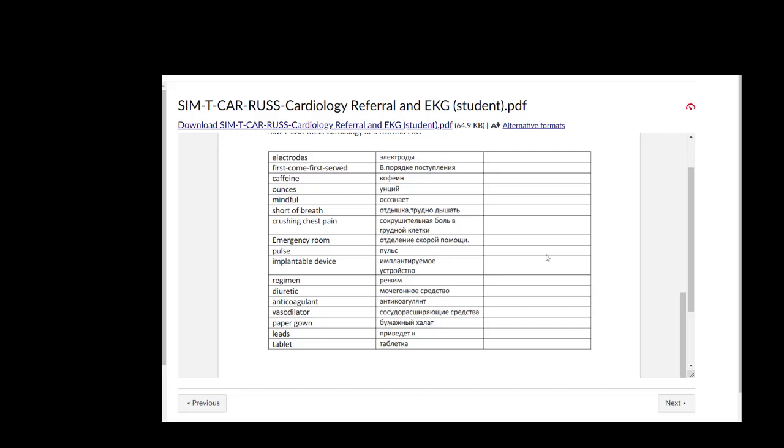Be mindful of your activity. Another way to say be mindful is pay attention. Short of breath. Crushing chest pain. Emergency room. Pulse. Implantable device. Regimen. Another way to say regimen is a prescribed course of medical treatment or prescribed medical treatment.